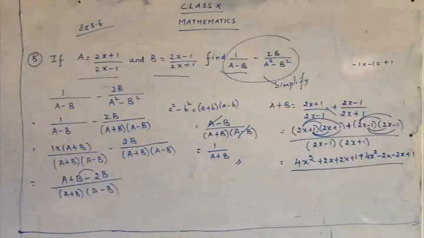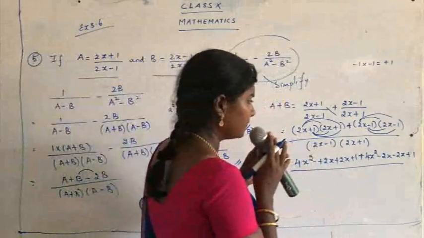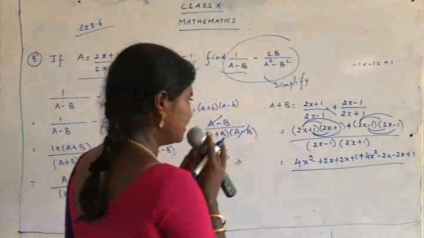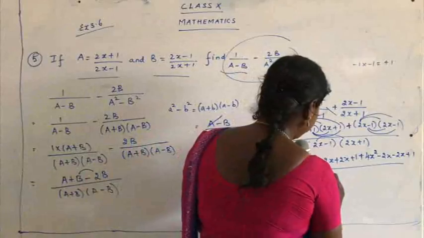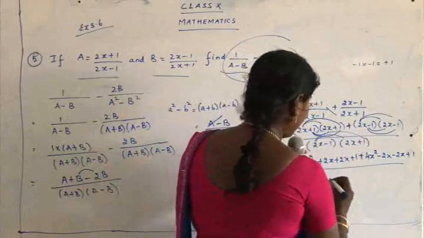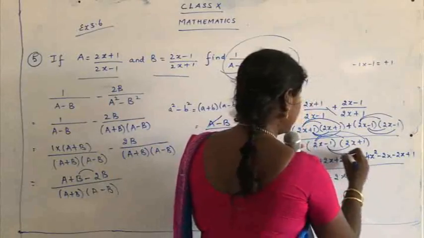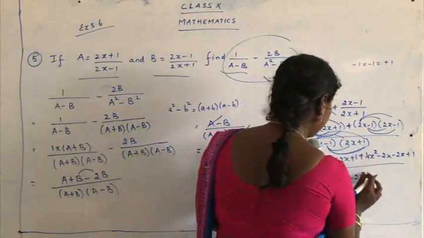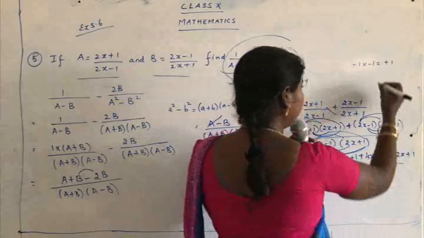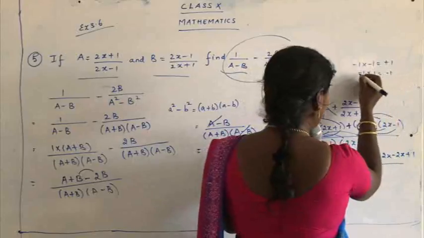If we want to, we'll simplify it, no problem. We have just kept the denominator part as it is. So now here, let's simplify it. 2x into 2x gives you 4x square. 2x into 1 plus 2x. Minus 1 into 2x minus 2x. Minus 1 into 1 gives you minus 1. Be careful, it's minus 1, only one negative sign.